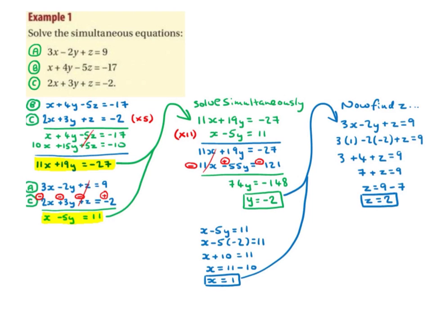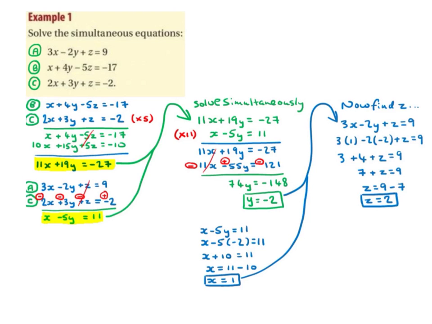So then what I can do is substitute y is equal to minus 2 into one of my equations. So I'm going to go for this one here, x minus 5y equals 11. I swap the y for minus 2 with brackets around it. Always use brackets when you're doing substitution. Minus 5 by minus 2 is plus 10. And 11 minus 10 is going to be 1. So x is equal to 1.